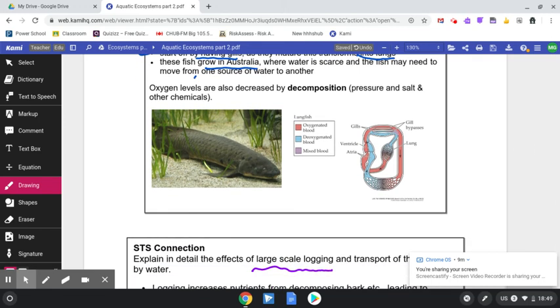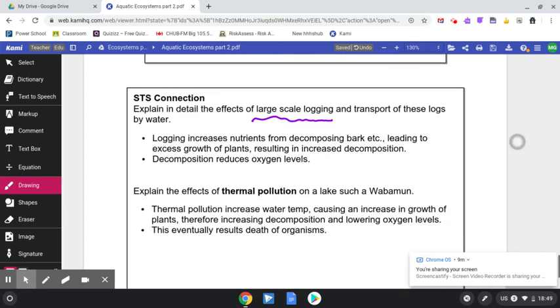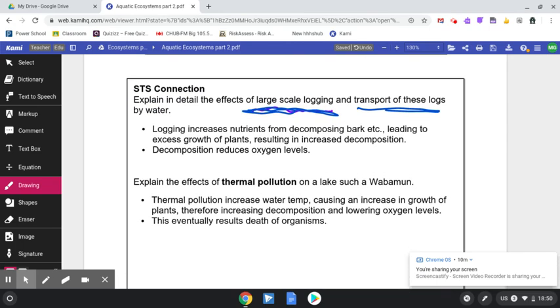Oxygen levels are also decreased by decomposition. So we have decomposing things on the floor. Increased pressure decreases oxygen levels, as do chemicals and other salts. Now this last slide, real quickly, talks about the effects of logging, cutting down trees, and transporting of these logs by water. I don't know if you've ever seen a pulp mill. There's a lot of logs floating in the water.